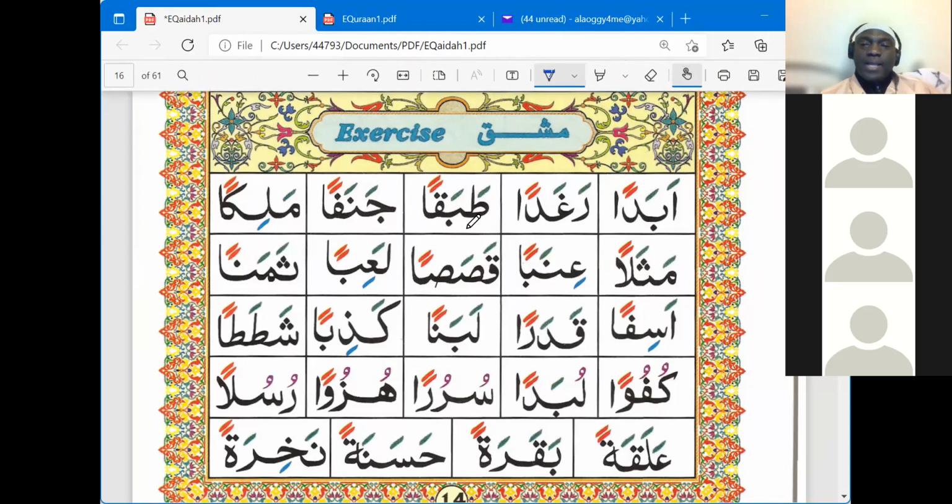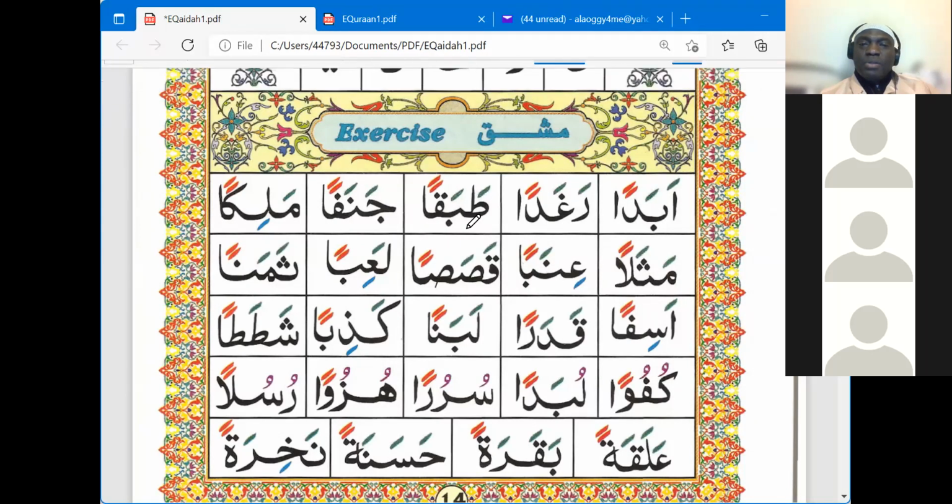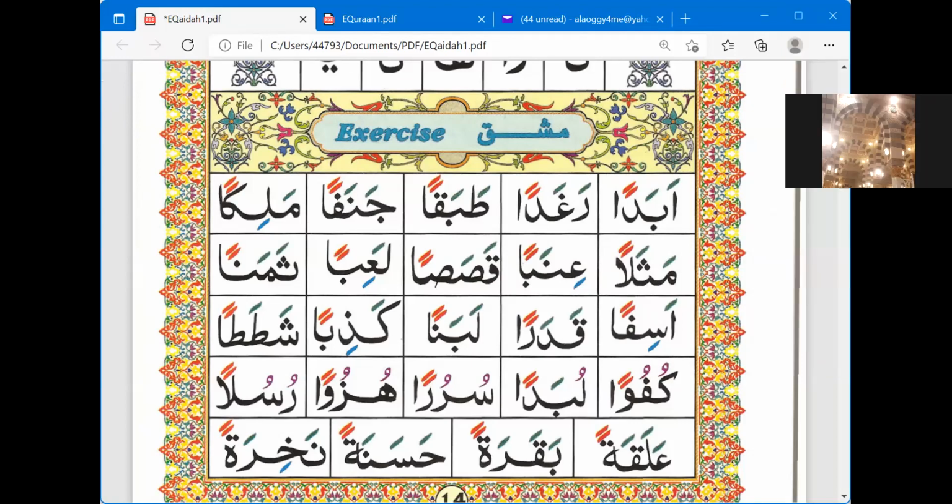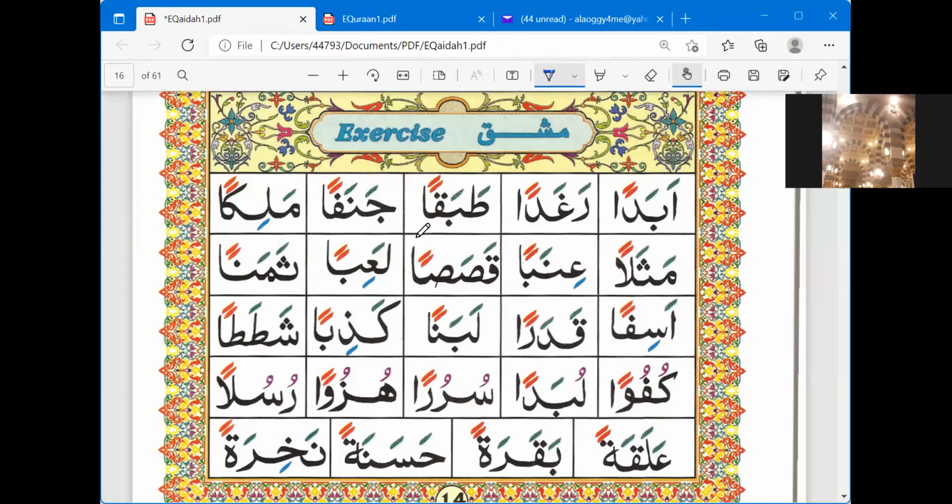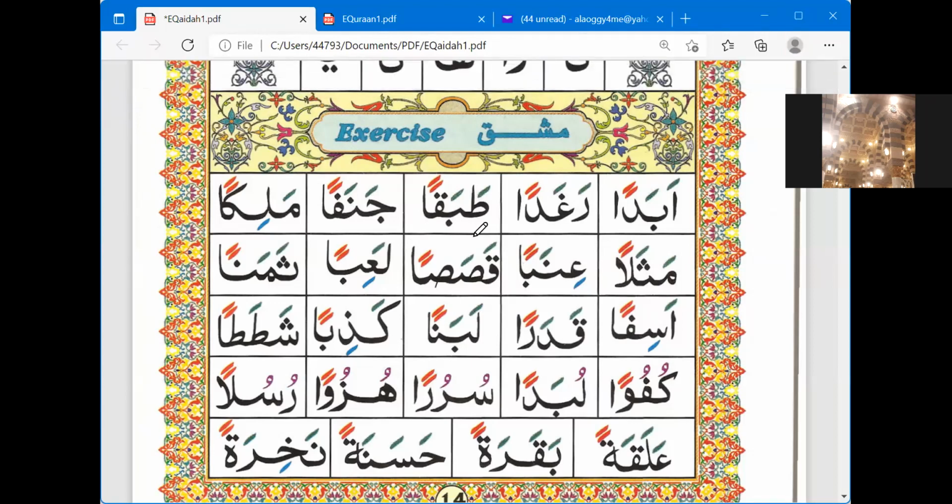To fataha. Ba fataha, ba. And kaf fatihatenin, kon. All together: Tobacon. What's number 1? Abadan. Number 2? Rogodan. Number 3? Tobacon. Thank you.